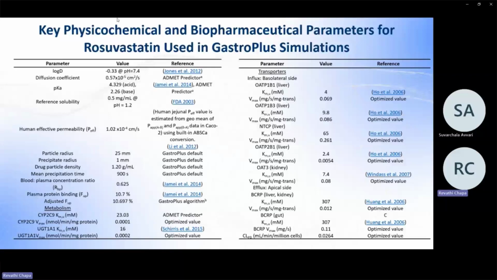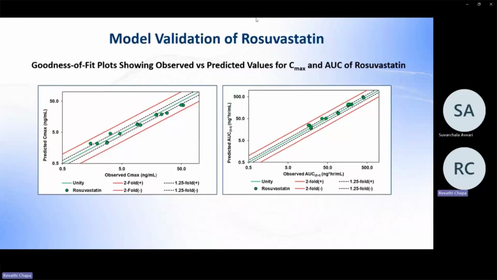So here are the physicochemical and the biopharmaceutical properties. Most of the values are coming from literature values. Only the Vmax values of the enzymes and transporters are optimized based on the information that we have with respect to FM and FT, which is coming from a combination of in vitro and in vivo data. So when we look at the model validation of rosuvastatin, here we are looking at the model validation with respect to Cmax and AUC, the PK parameters.